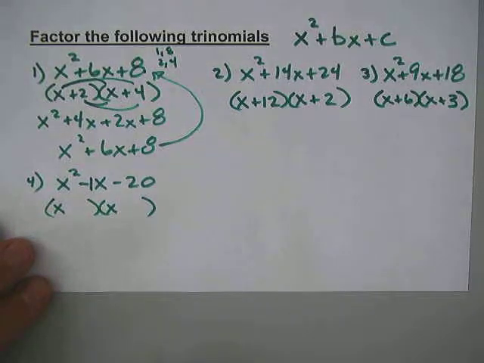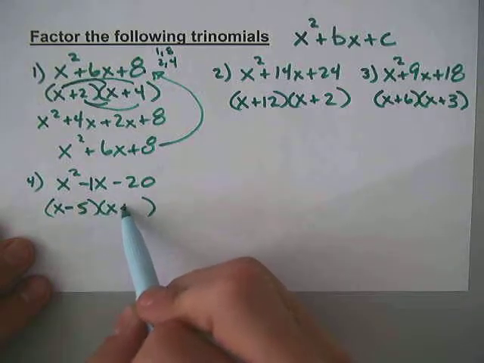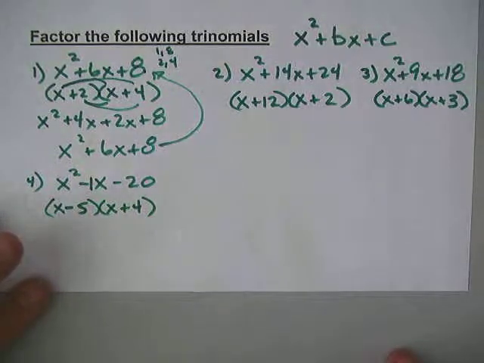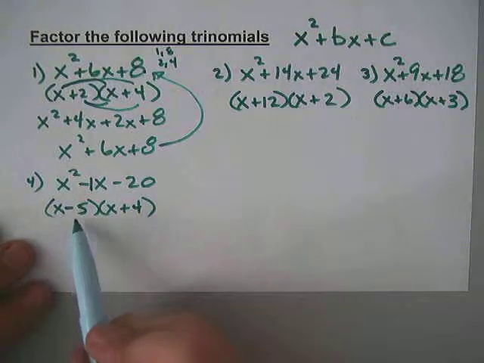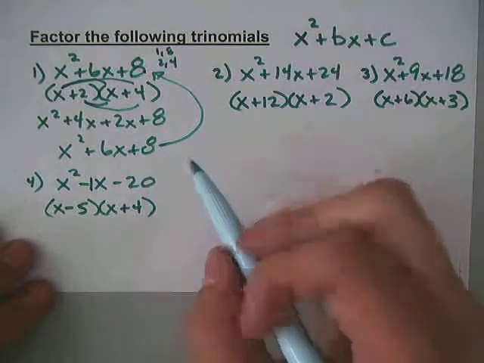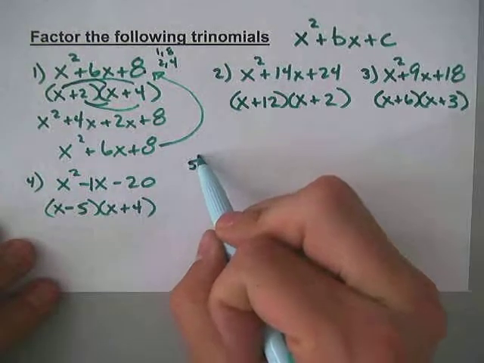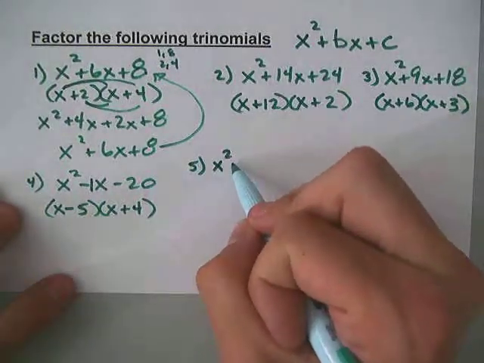X squared factors are x and x. Now, what are the factors of negative 20 that will add up to negative 1? You got negative 5 and positive 4. Okay, now you can't have those signs switched around. It's not positive 5 and negative 4. It's negative 5 plus 4 adds up to negative 1. Okay?